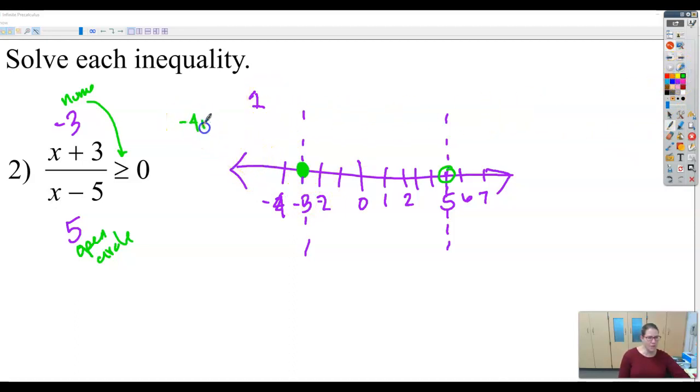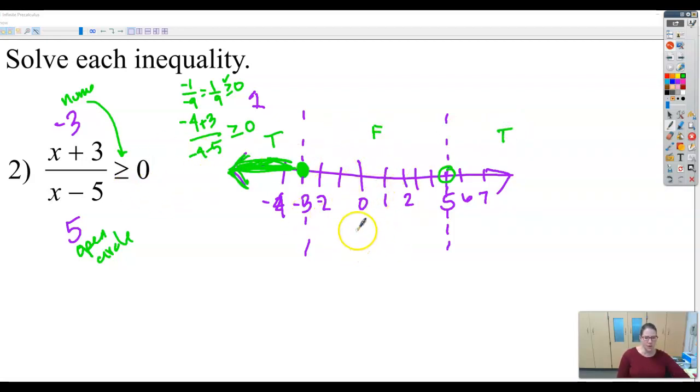So negative 4 plus 3 over negative 4 minus 5 should be greater than or equal to 0 if this is true. So that would give me negative 1 over negative 9, which is the same as positive 1/9, which is greater than or equal to 0. So that's true. So I would shade this portion. Because of that, this is most likely false, and this is most likely true. But again, let's check it.